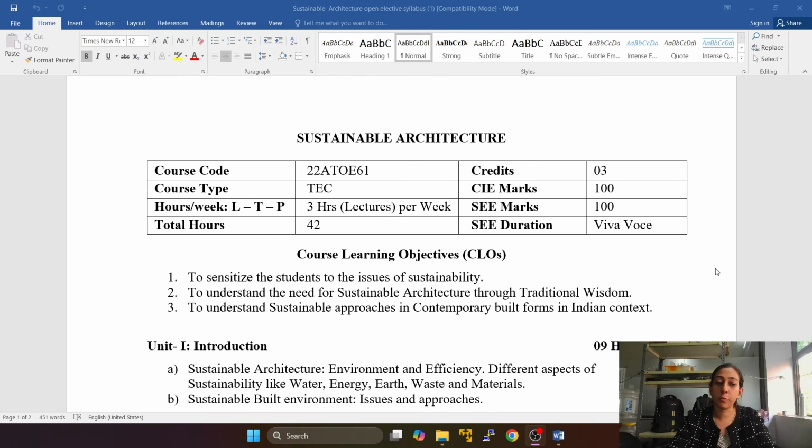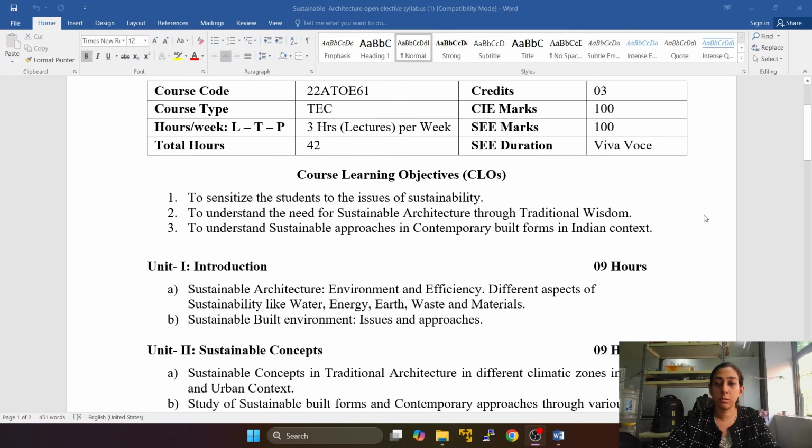The basic requirement for this studio is basic AutoCAD and SketchUp, because it's a portfolio driven elective. You will have to present your drawings in the form of a portfolio. Those are AutoCAD drawings. So what are we going to cover in this studio? This is the syllabus: to sensitize the students to the issue of sustainability, to understand the need of sustainable architecture through traditional wisdom, and to understand the sustainable approach in contemporary built forms in the Indian context.